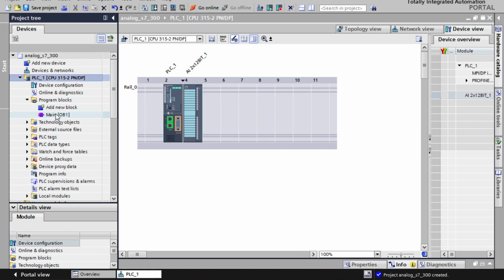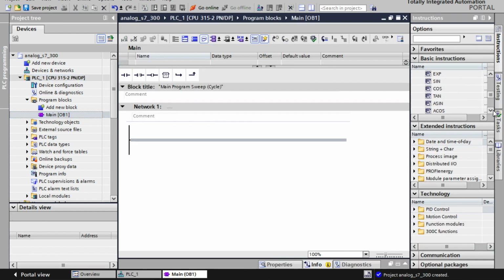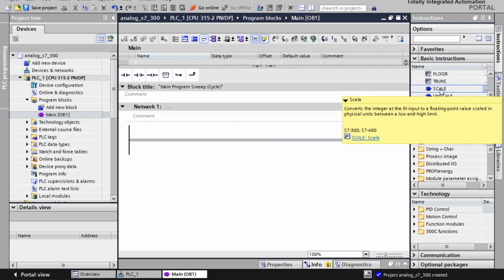We're going to create our ladder logic programming in the OB1. FC105 is located at basic instruction and then conversion operations. Then we have scale and unscale. Scale is FC105 and unscale is FC106. So drag and drop scale into our network 1.